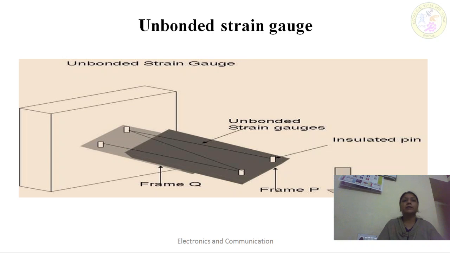So it looks like this. This is an unbonded strain gauge. Here frame is there, Q frame is there, Q and P frame is there. Unbonded strain gauge, it is wire.